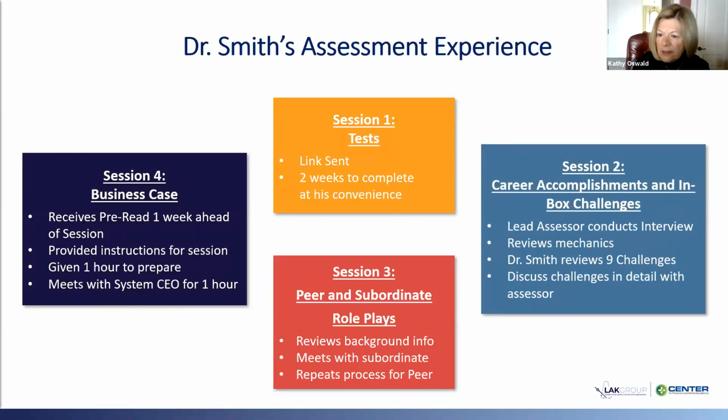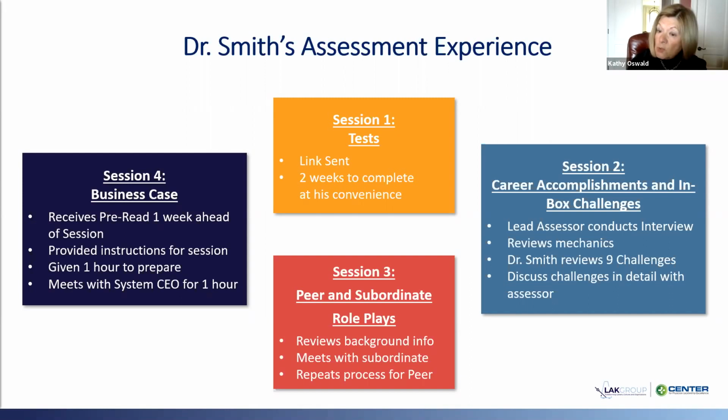So in Dr. Smith's case, he decided to do this in 4 sessions. His first session would be the testing. And the way we do that is we send the link to the participant, and they have 2 weeks to complete it at their convenience. In his case, he got it done in about 7 days, and we moved on from there.